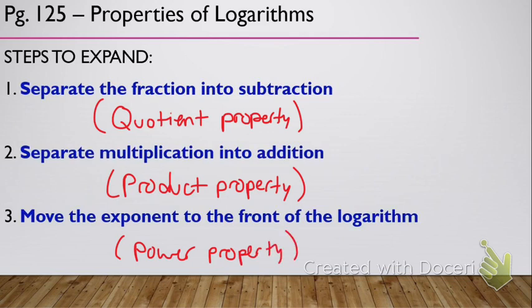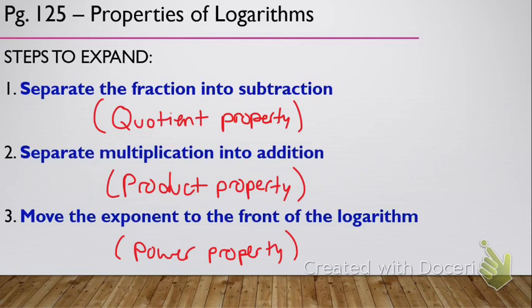Okay, so first step, one more time, we look for a fraction, we find one, we use the quotient property, make it subtraction. Second, we look for everywhere there's multiplication, we use the product property, we make it addition. Third, we look for any exponents, we use the power property to move our exponent to the front of our logarithm, okay? Make sure everyone's got this down. You guys are gonna need this. This is important.